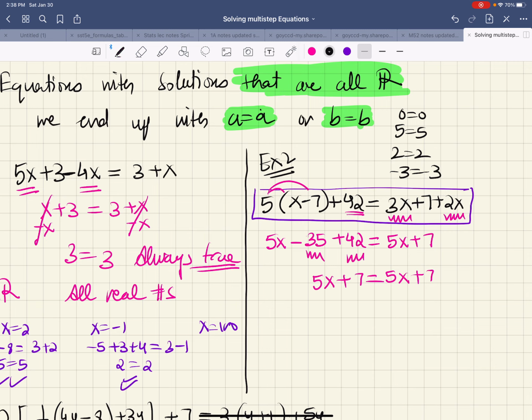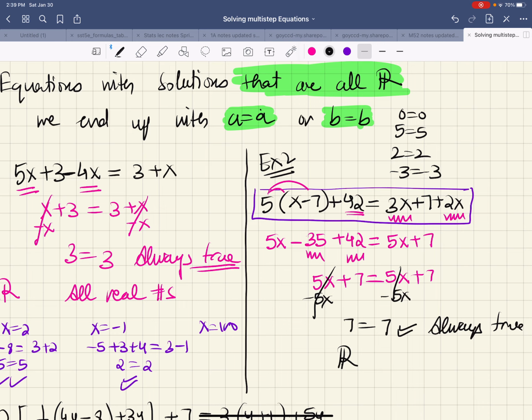At this point, you can see where I'm heading. My left-hand side and right-hand side are equal to each other. So that is an identity. But if you want to go one step further, bringing the variables to one side, you can do that. And now this is always true. That means the solution is all real numbers.